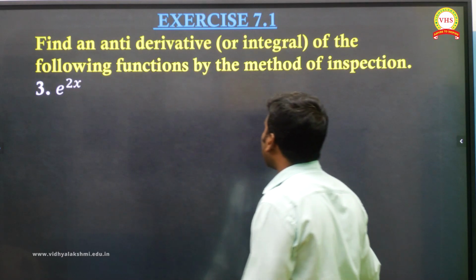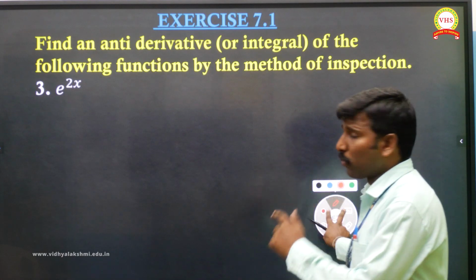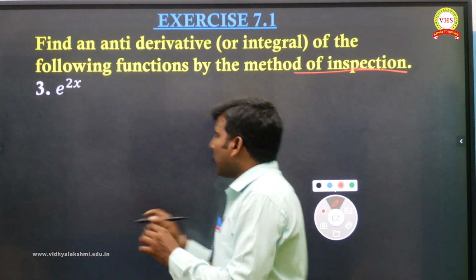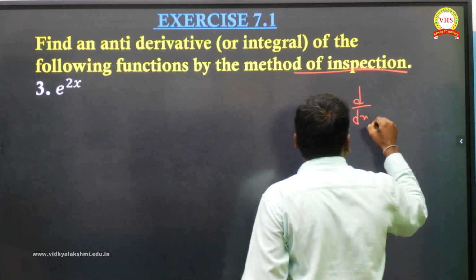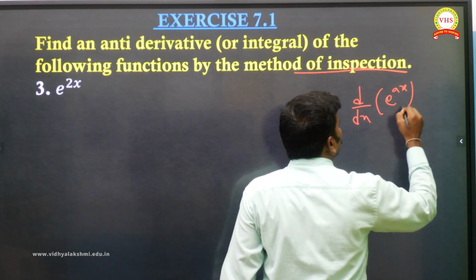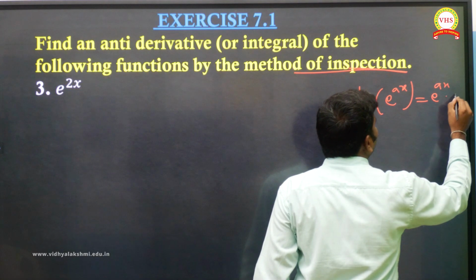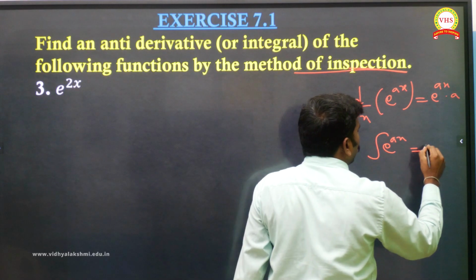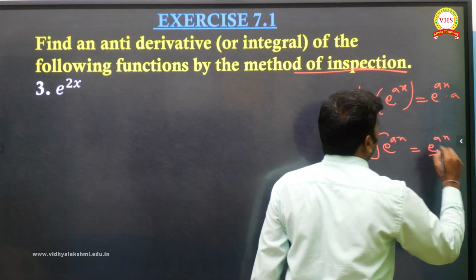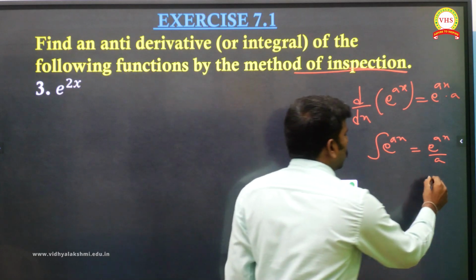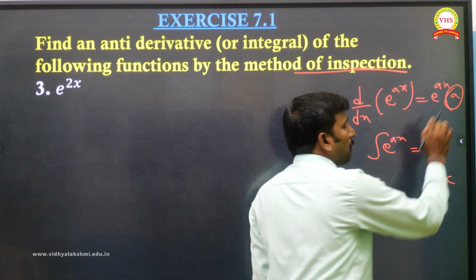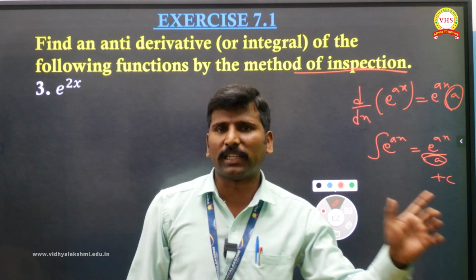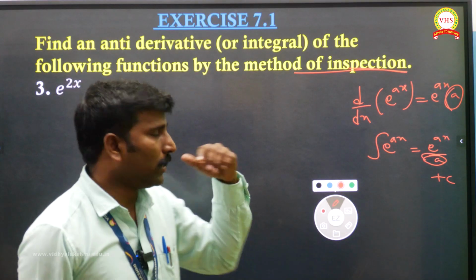That is question number 3. Even this they gave as method of inspection only. Right, here they have mentioned it. And see, children, the derivative of e power ax is equal to e power ax into a. Even the integral of e power ax is equal to e power ax divided by a. What is the difference between these two? Now see, the a is multiplying in differentiation, and the a is dividing in integration. That is the difference between integral and differentiation.